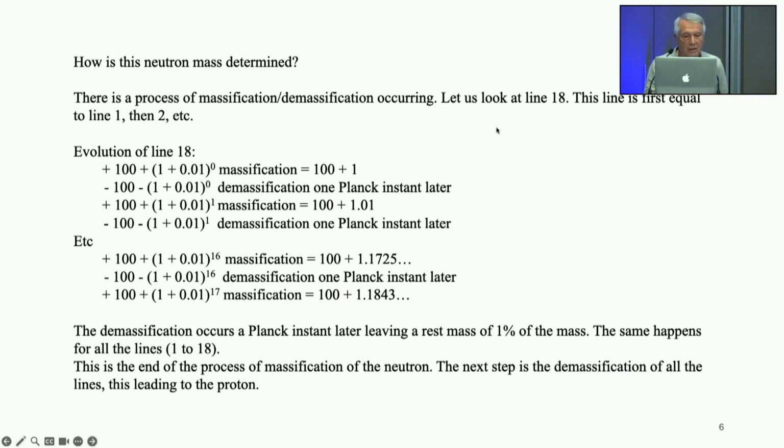Evolution of line 18. First, the massification is giving a result of 100 plus 1. There is a demassification which occurs a Planck instant later. And it's the reason why the mass exists, because if the mass was absolutely equal to the anti-mass, I call it, we would not exist. But there is a system, a sort of mechanism, which permits the mass to be prior to the anti-mass, not as such, but in time. The point is that the mass and anti-mass are absolutely equal, but not in time. It's the reason why mass and time are linked, the baryonic mass.